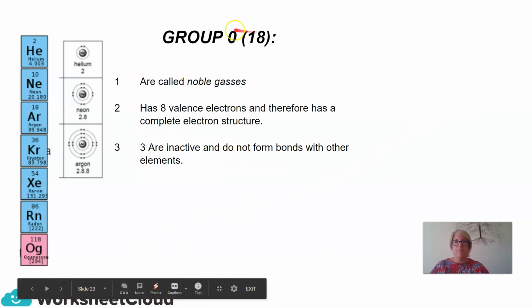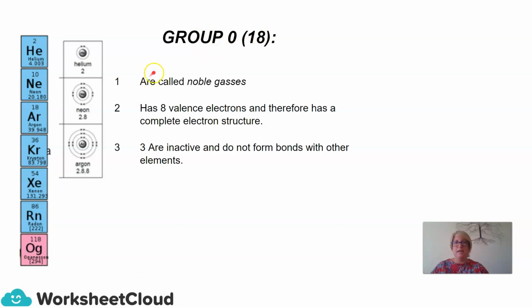And lastly, if we have a look at group 18, these are known as the noble gases or the inert elements. They are inactive and do not form bonds with other elements. And the reason for this is they have 8 valence electrons. Therefore, they have a complete electron structure. They have no space or valency to receive or give electrons. Again, you just need to know helium, neon, and argon.